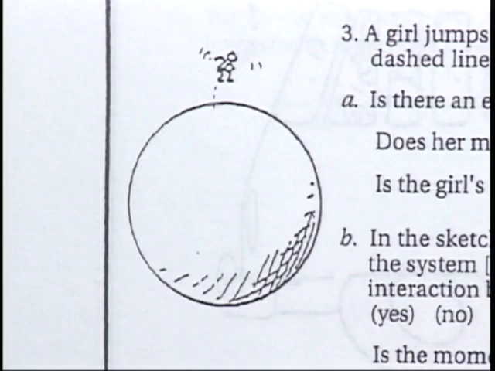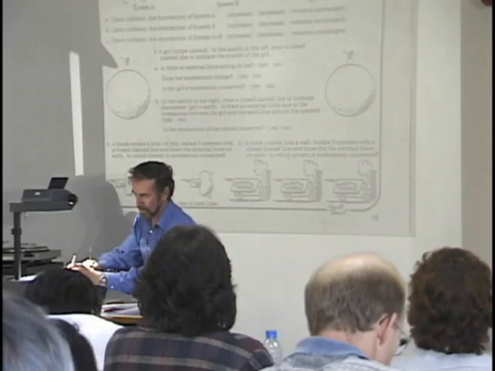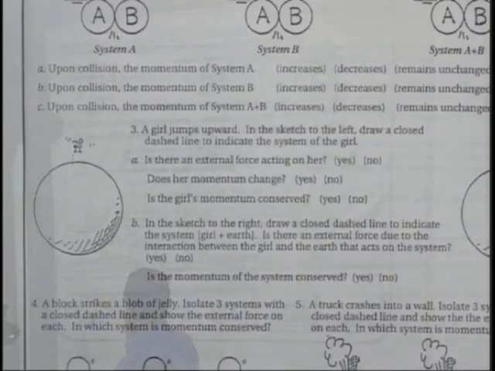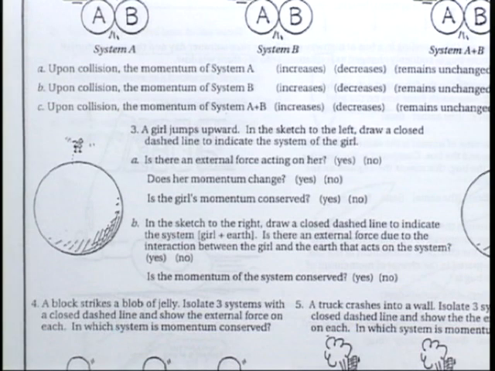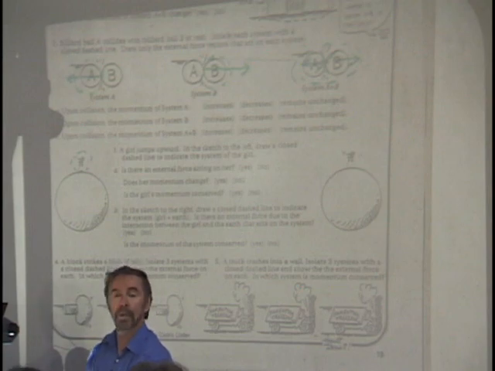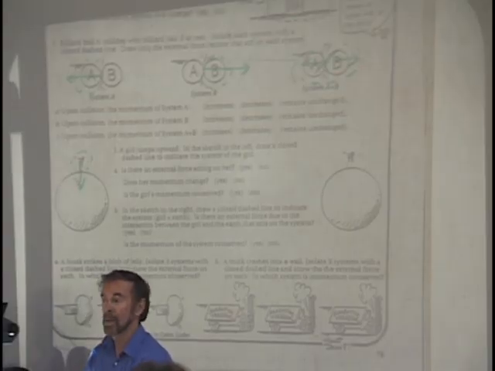Here we have the little girl. She jumps up and down. Okay. Little girl jumps upward. In the sketch to the left, draw a closed dashed line to indicate the system of the girl. Wouldn't that be like that? Okay. Is there a net external force acting on her? Yes or no? We don't understand that force very well, but we have a name for it. What do we call it? Gravity. That's right. And there it is. So the momentum of the girl changes.